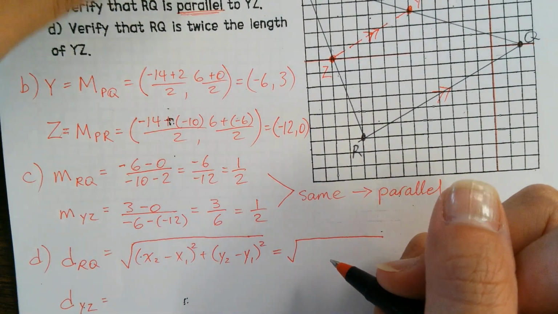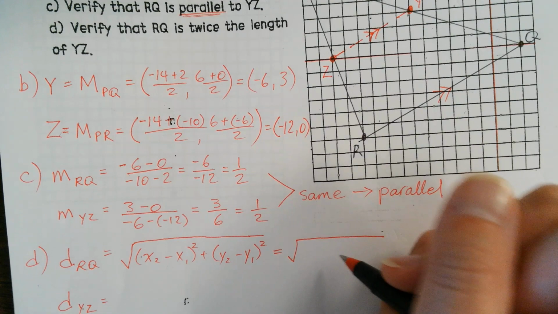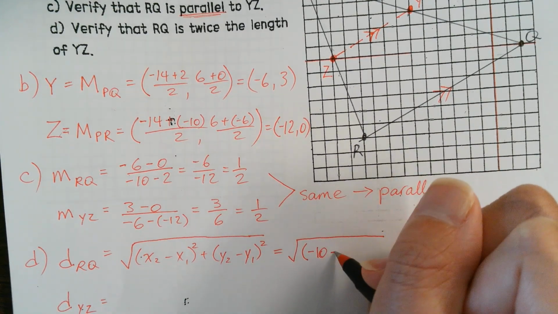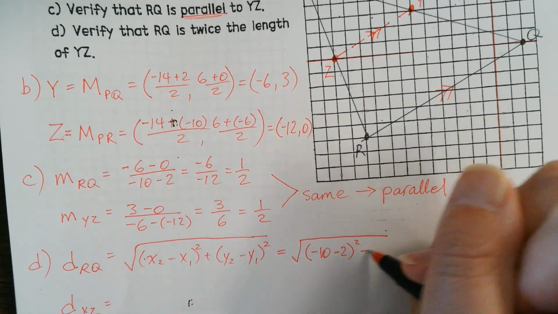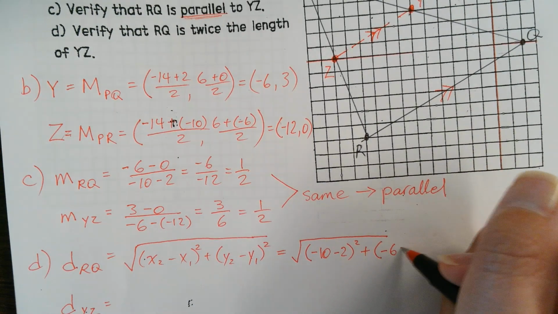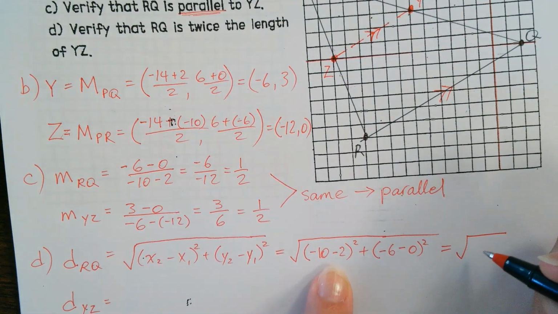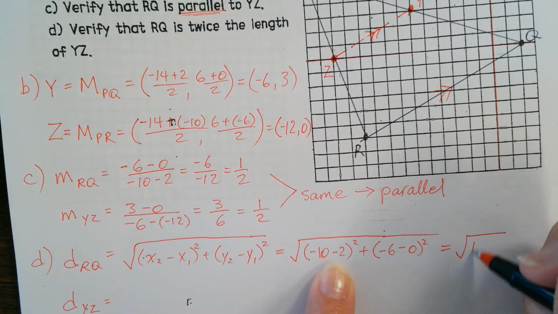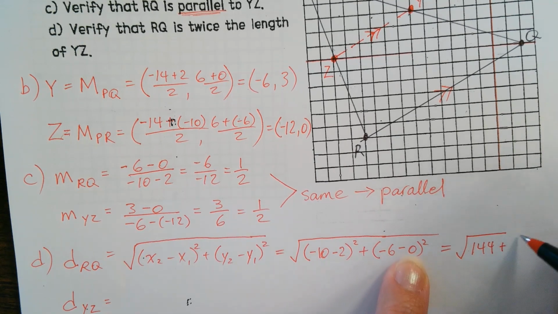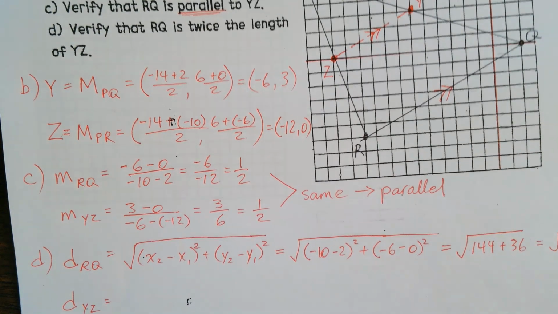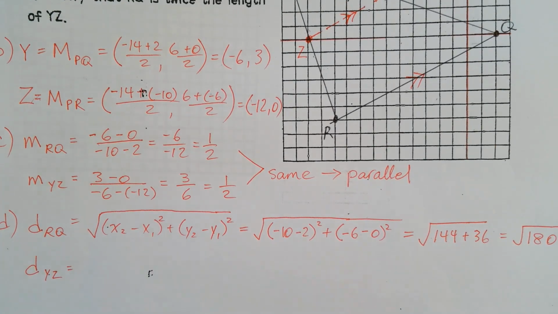So RQ. x2 minus x1 squared plus y2 minus y1 squared. Okay, so negative 12 squared, 144. And then this negative 6 squared, 36. So when you square root it, you get 180. Oops, sorry. Square root 180.